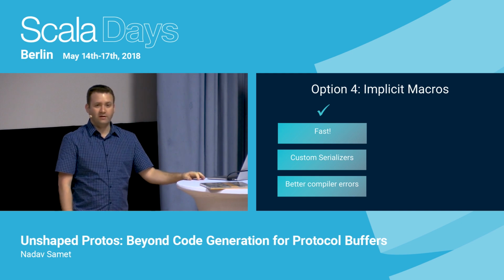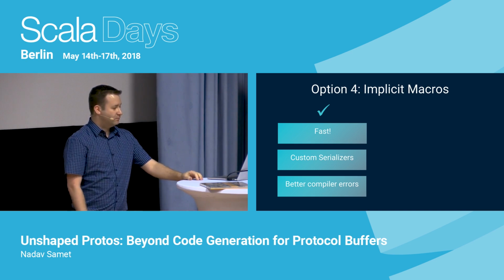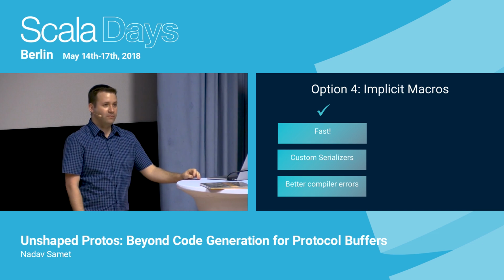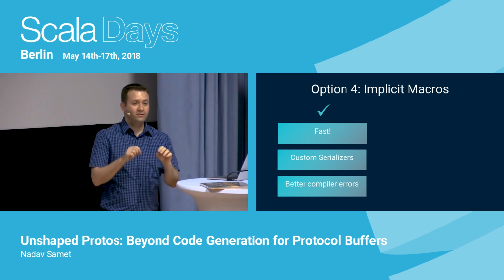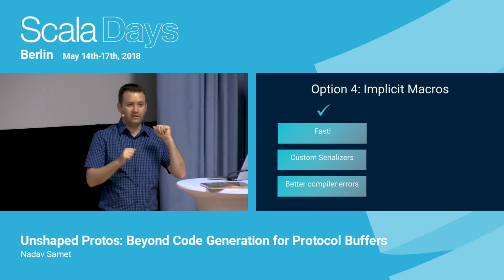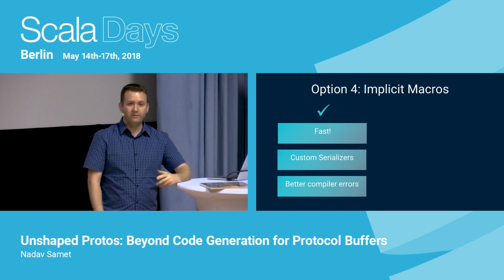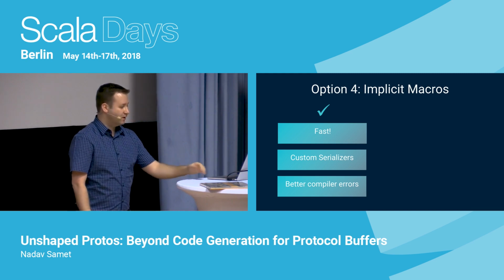Users can still pass their own custom serializers because we're relying on the implicit search of the compiler. And it turns out there's much better control over compiler errors. With enough effort, not much effort, you can tell the compiler which error to give to the user. You can catch exceptions and deal with them and emit compiler errors. So you can make it as friendly as you'd like.